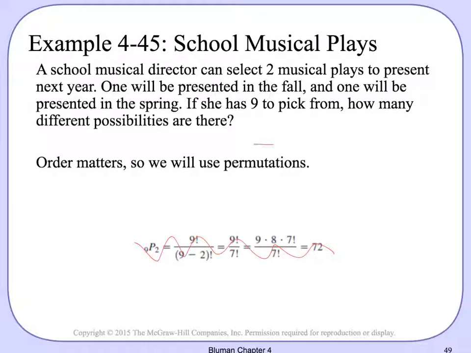Or think about this, fall, spring. How many options do you have for fall? 9. Once you pick that one, you only have how many left to pick from? 8. What's 9 times 8? 72. If you do 9p2 on your calculator, you'd also get 72. Okay?